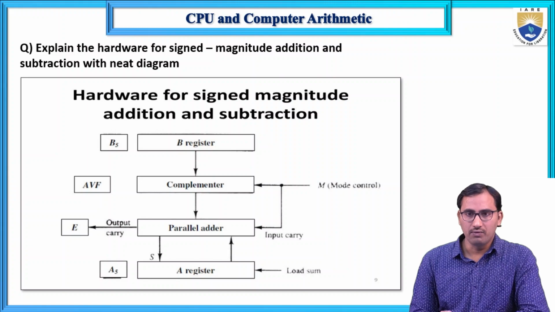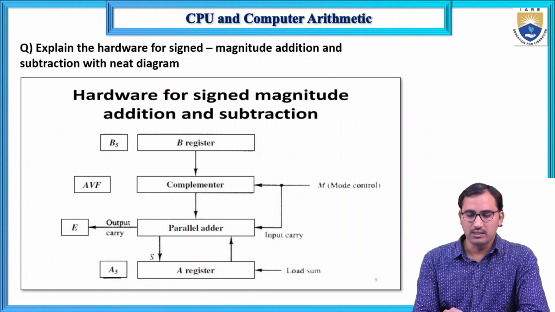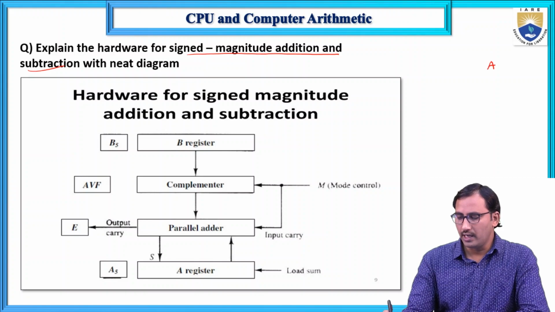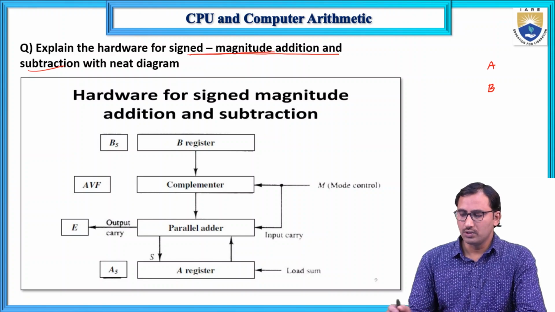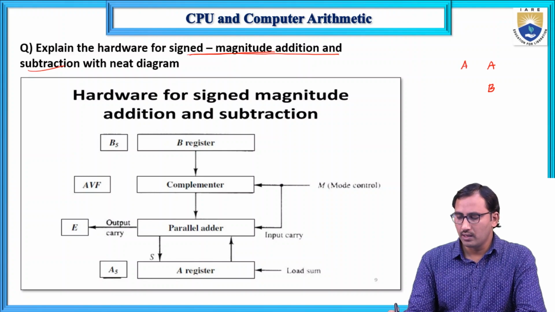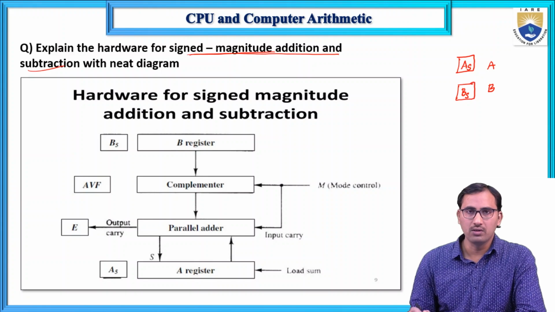Next, explain the hardware for signed magnitude addition and subtraction with a neat diagram. So this is the hardware implementation for signed magnitude addition and subtraction. To perform addition or subtraction, we require 2 registers, register A and register B. Here we are using signed magnitude representation, so the sign of A is stored in AS. AS is a single-bit flip-flop. Similarly, the sign of B is stored in BS, also a flip-flop.